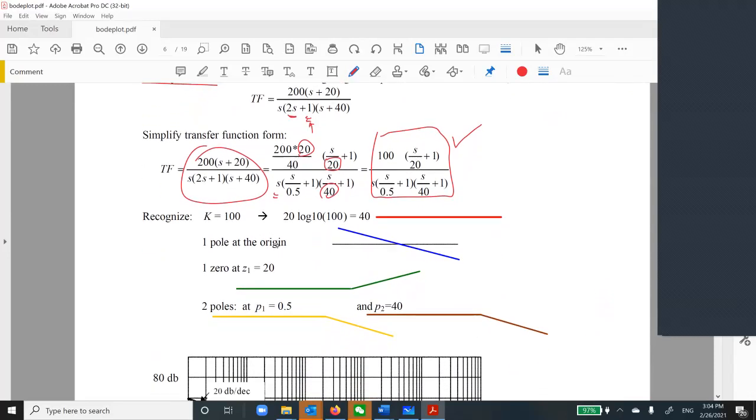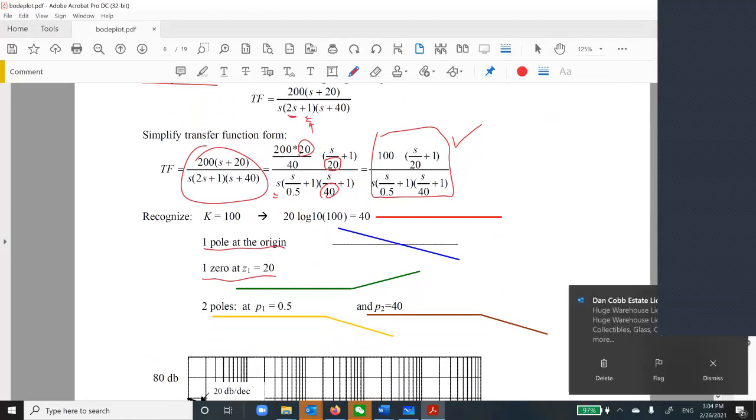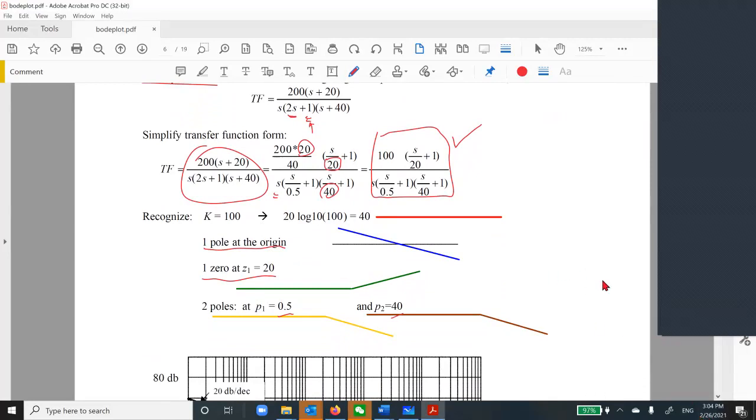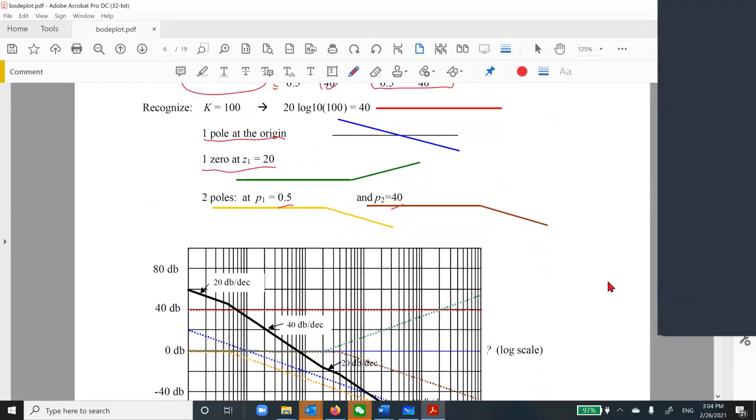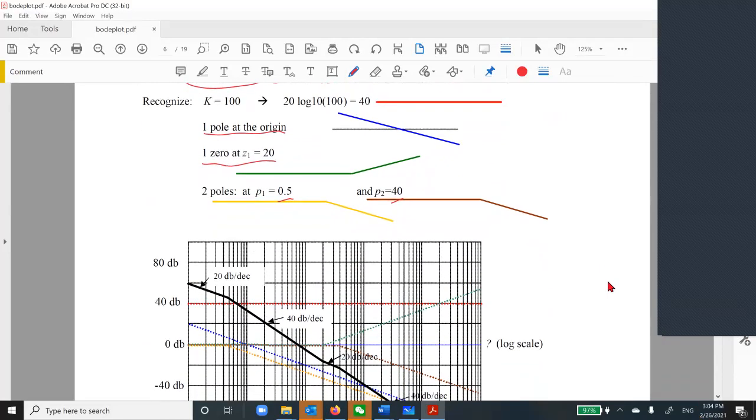So you will see that in this case, you have 100 as a gain, okay? You have a pole at the origin, okay? You have a zero at 20, and 2 poles at 0.5 and 40, okay? So what we do, again, remember, we do all this component-wise. So again, the dotted lines are components. The red one dotted in here, this is K equals 100, okay?